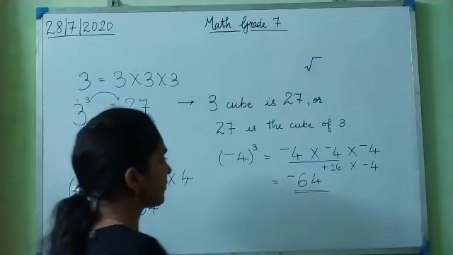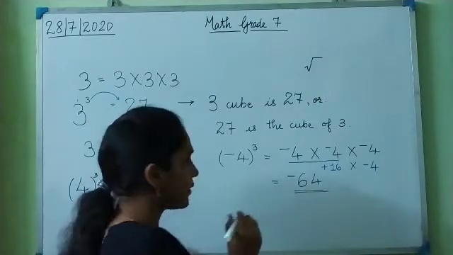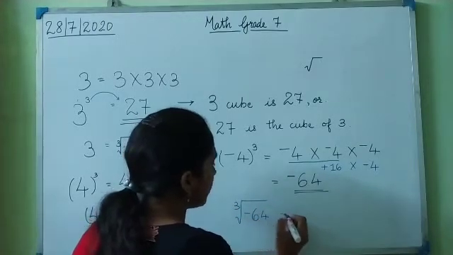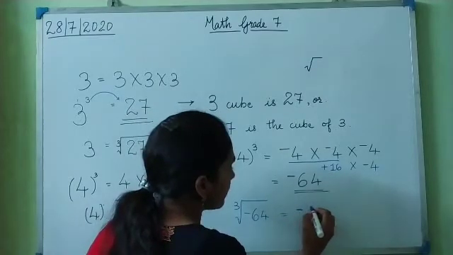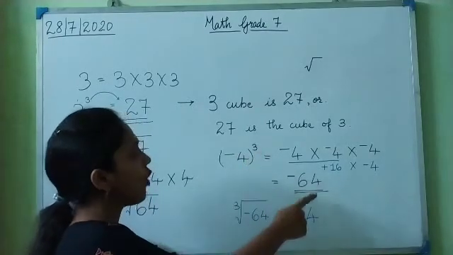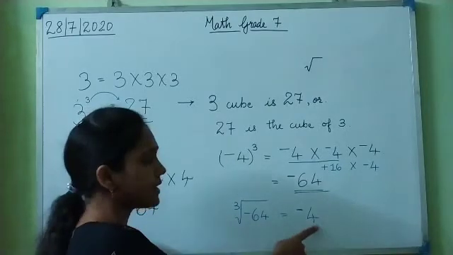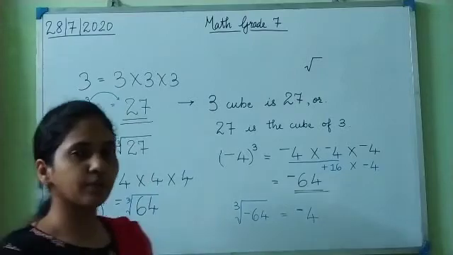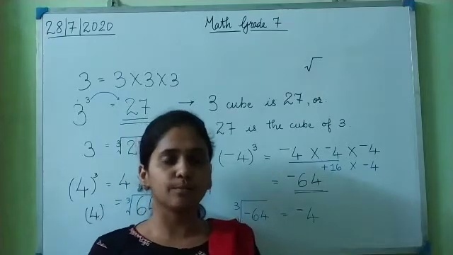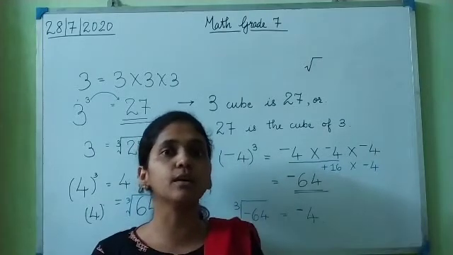If I write it like this, if I have minus 64 as my number, and I have to find the cube root of it, then I write the cube root of minus 64 will be what? Minus 4. Okay. So from this we say that the cube of a negative number is negative, or the cube root of a negative number is negative. So if we are given any negative number, its cube or cube root will also be a negative number.